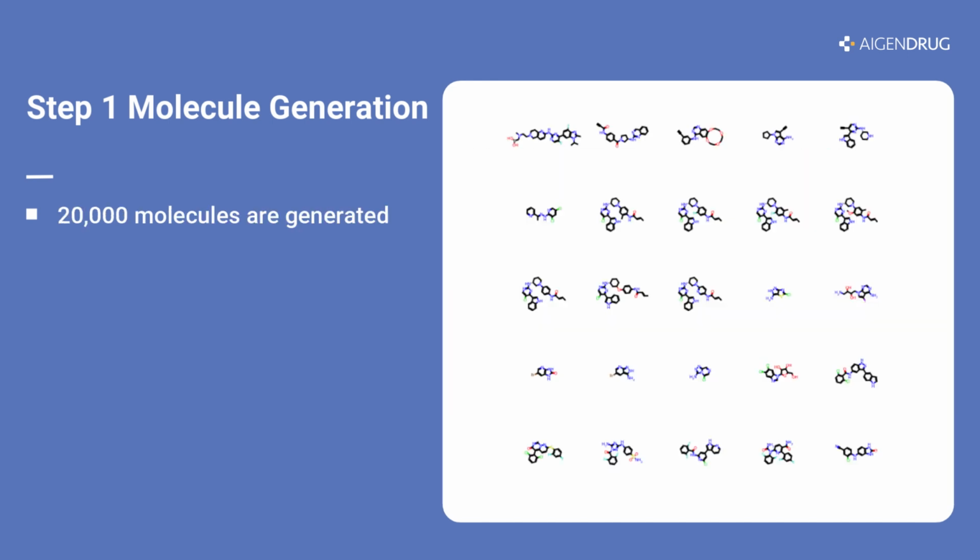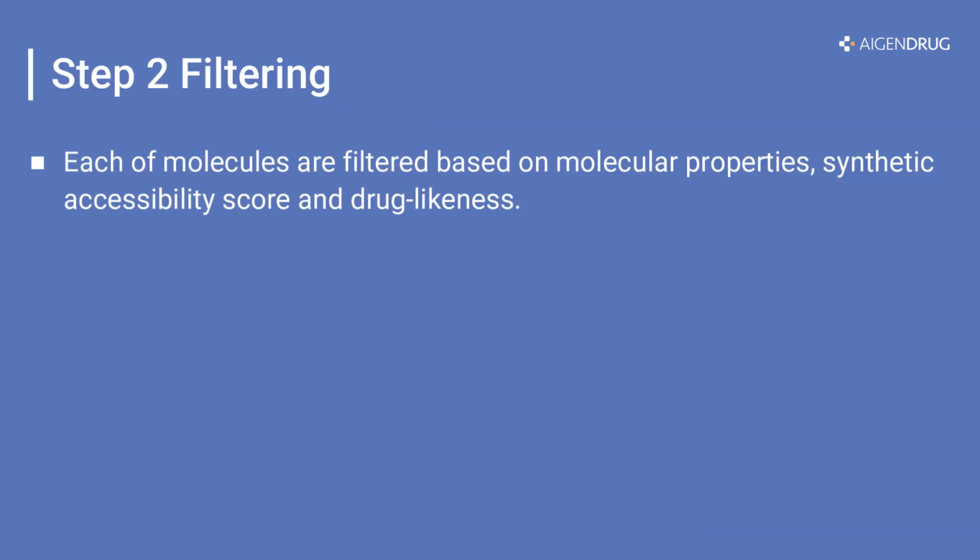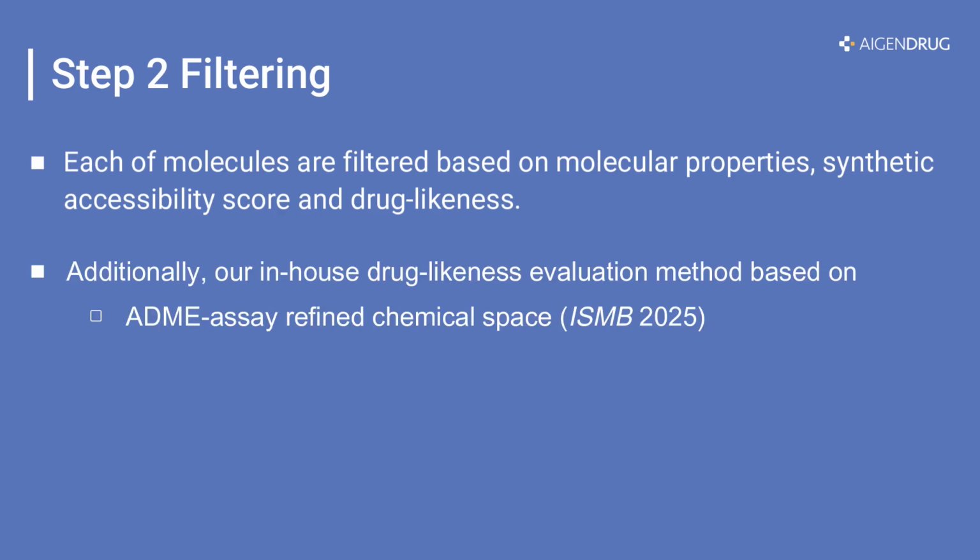Now we generated candidate molecules for 20,000 PPI inhibitors. Each of the molecules is filtered based on molecular properties, synthetic accessibility score, and drug likeness. Additionally, our in-house drug likeness evaluation method based on a DME assay refined chemical space, ISMB 2025.